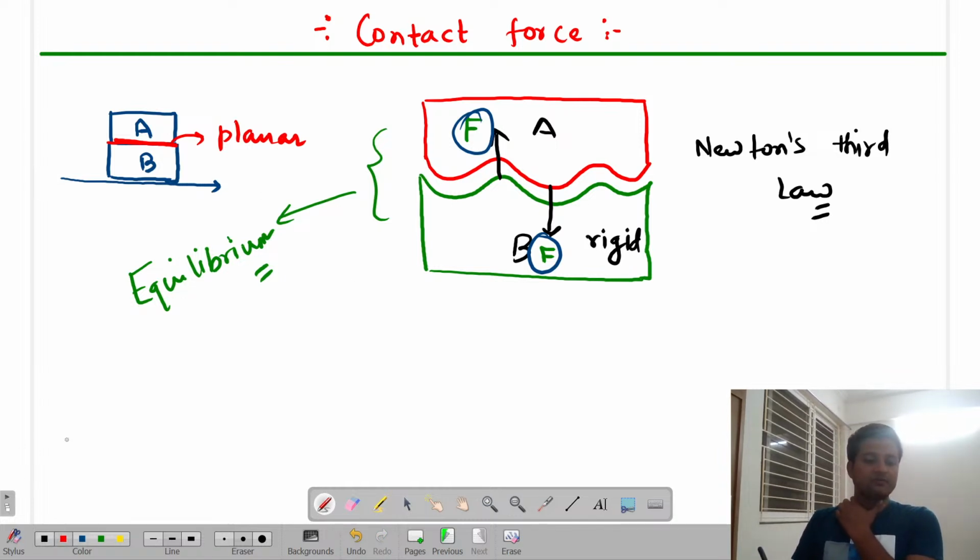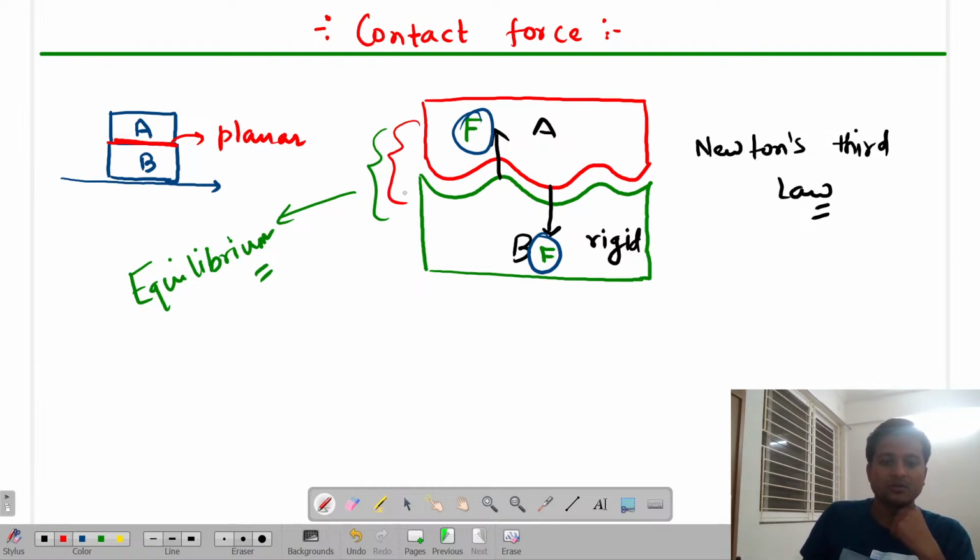So that is why when we bring two bodies together, that means when we are trying to make a contact of two bodies, there is an appearance of equal and opposite force between the surfaces, or not. And these equal and opposite forces are called contact forces.